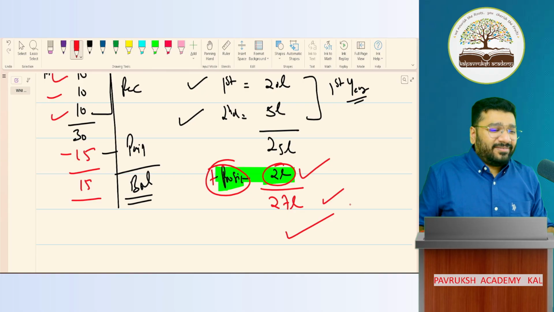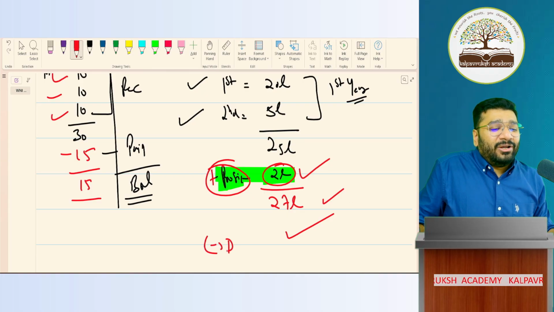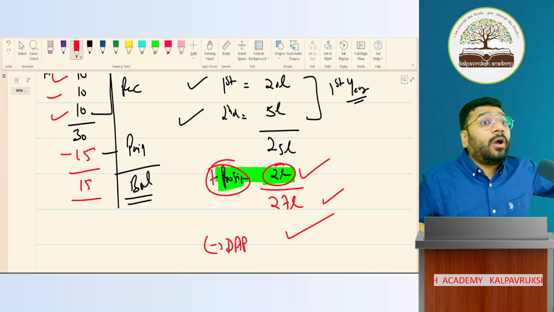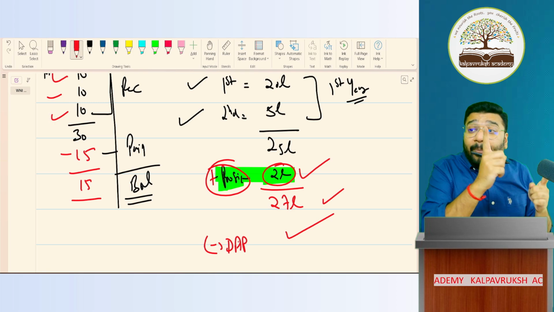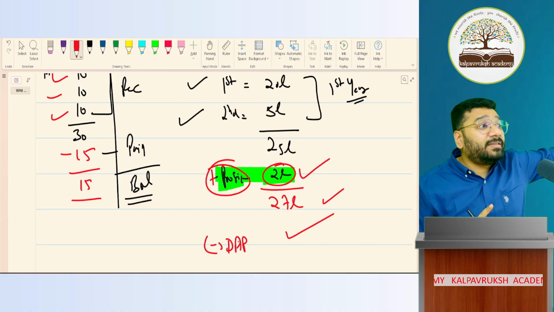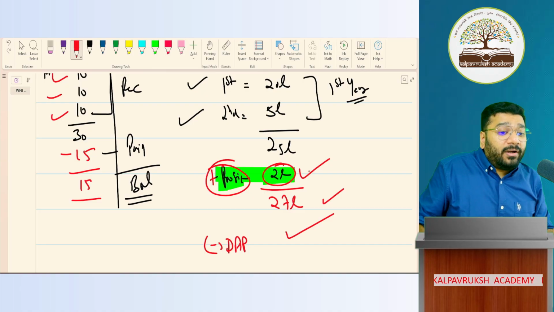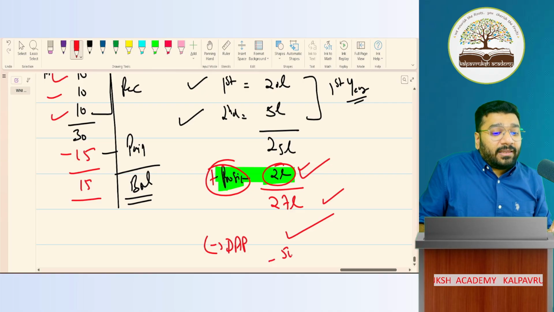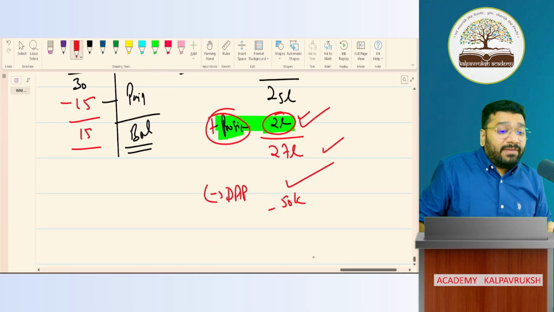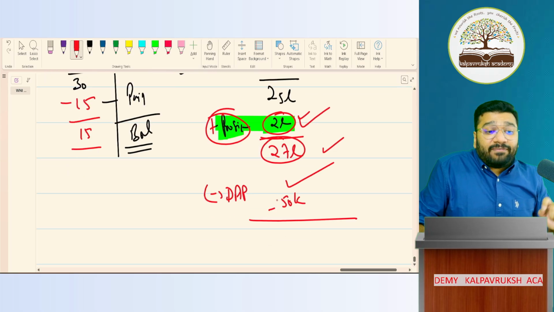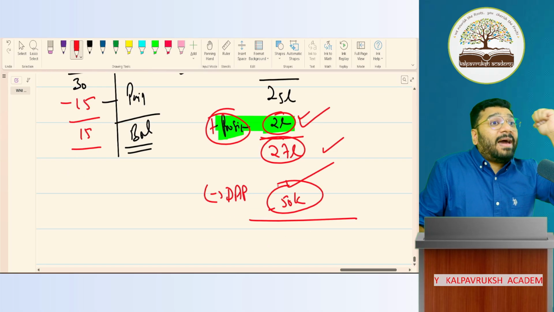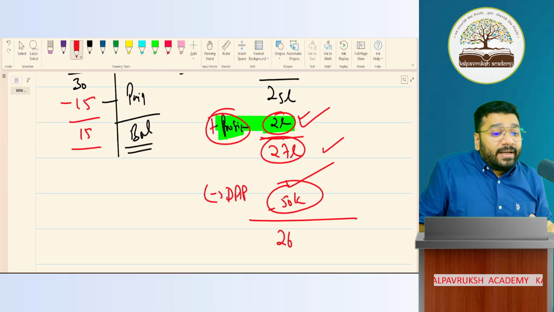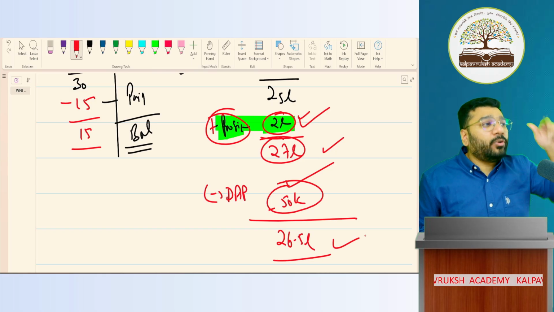Are you sure? Minus. Drawings against profit. I did drawings against profit. I didn't touch the capital. 50,000 I withdrew from what? 2 lakh rupees. Got it, not got it? 2 lakh minus 50,000. Now what is the balance money available? From 27 lakh, if I minus 50,000 profit, what is the balance capital? 26.5 lakh is the balance capital, including profit.